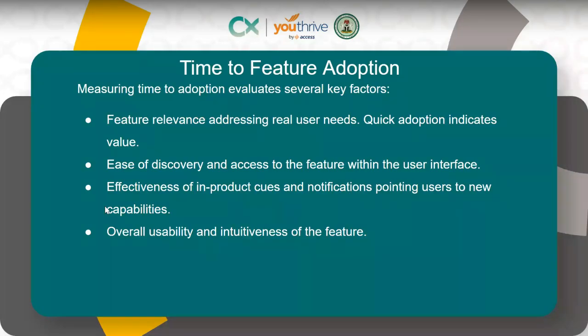All right. Feature relevance, addressing real user needs. It means addressing user need. Quick adoption, they take value. Ease of discovery, ease of access to the feature within the user interface. Okay, so it means that it's easy for them to discover that feature and also access it within your UI.